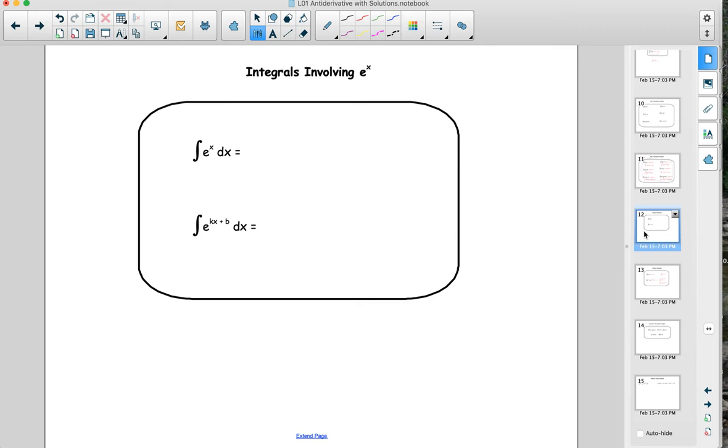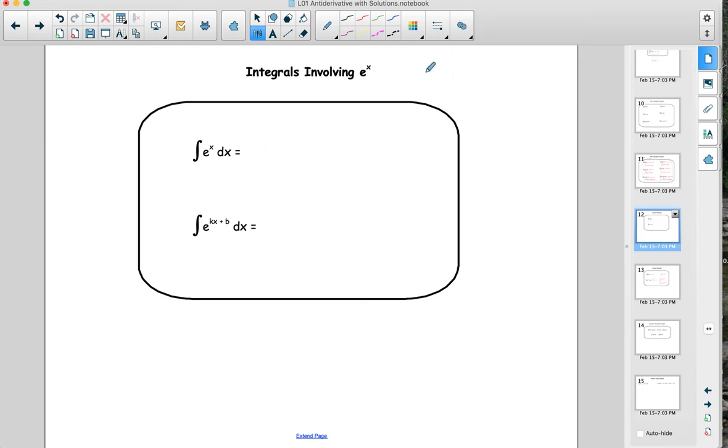Again, if you've already taken calculus, this shouldn't be difficult for you because you're just going to think, what function should I take the derivative of to get e to the x back? And what function should I take the derivative of to get e to the kx plus b? If you haven't taken it already, two choices again, you can pause and Google, or you can just continue watching, and I will give you the answer in a few minutes.